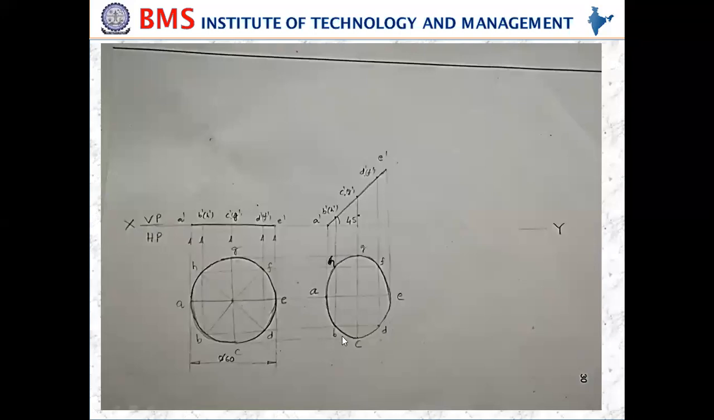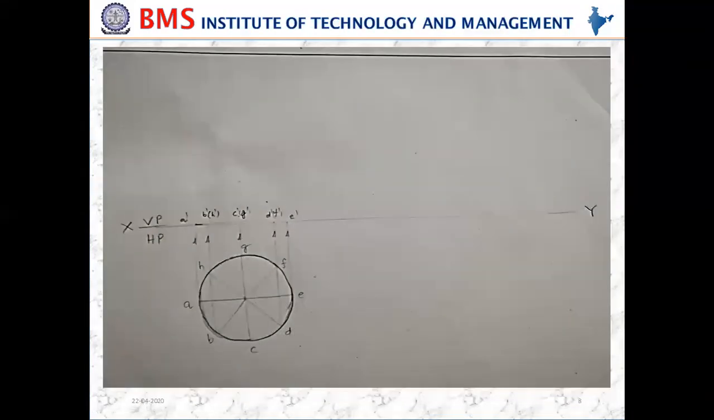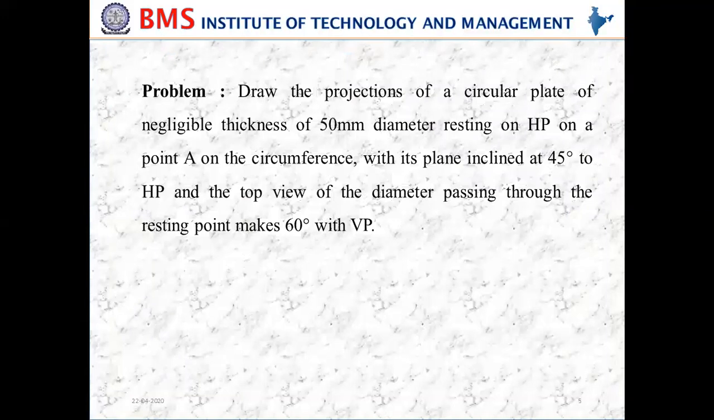So here, once you have drawn this top view, the next position is what is given in the problem. What condition is given in the problem? If you look at this problem, the top view of the diameter. So here, top view of the diameter or appears to be diameter, both are the same. Here the top view refers to the second position top view of the diameter that is mentioned here.